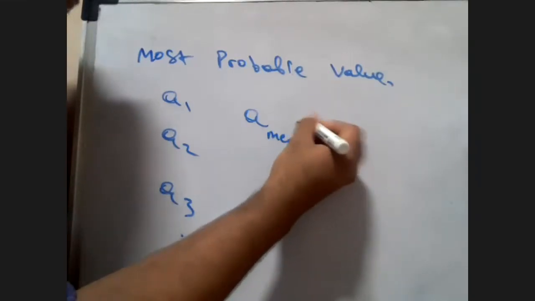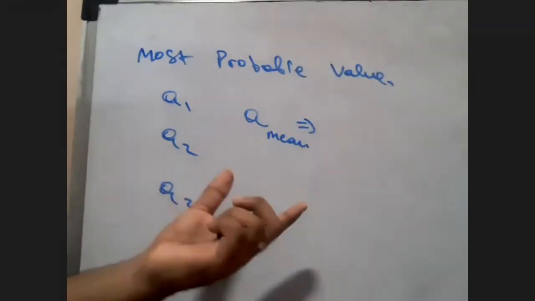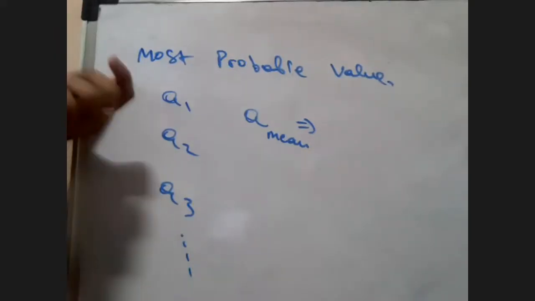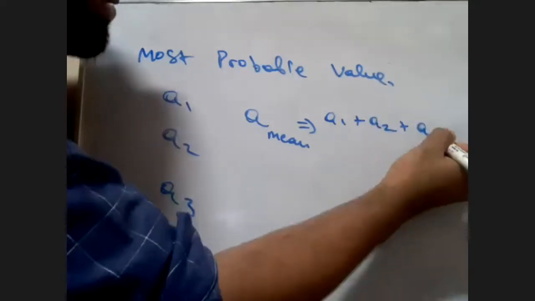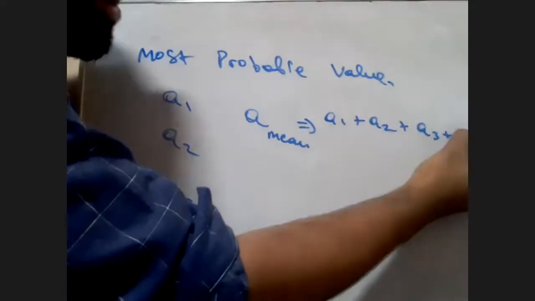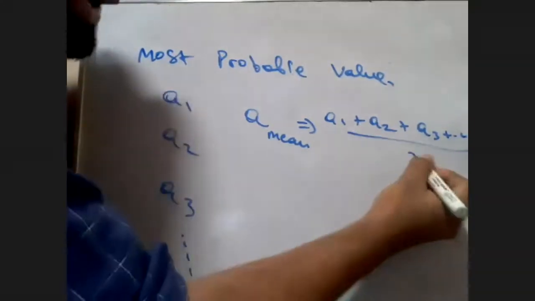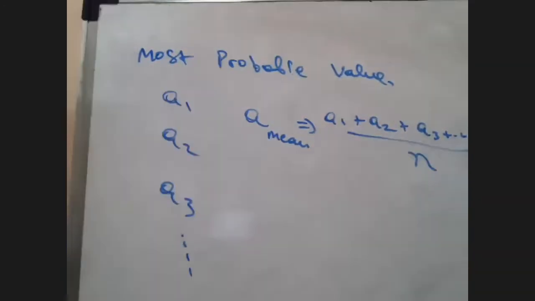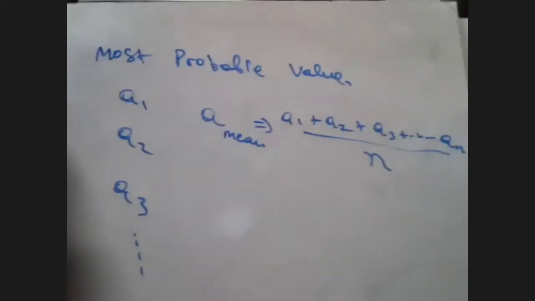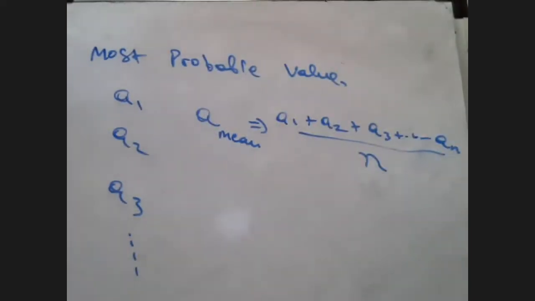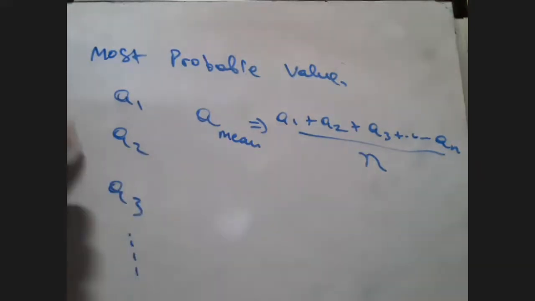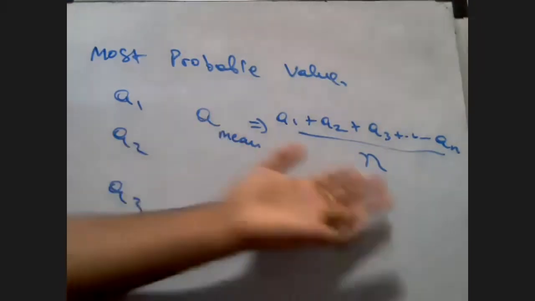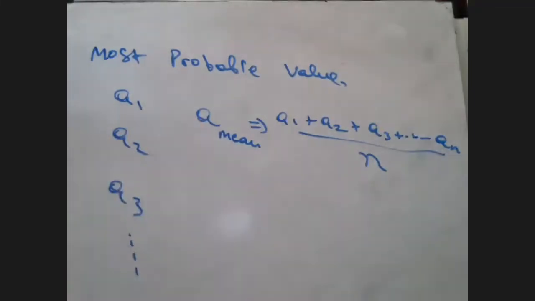It is the average value, students. It's A1 plus A2 plus A3, suppose it goes till An, upon n. Are you all able to see the board? If not, then interrupt me. So A mean is going to be the addition of all the measurements you have taken upon the number of times that you have tried taking the measurement. That is going to be the mean value.